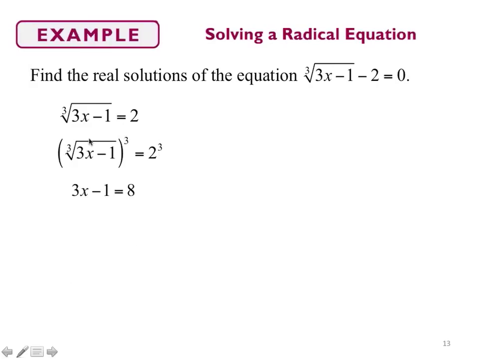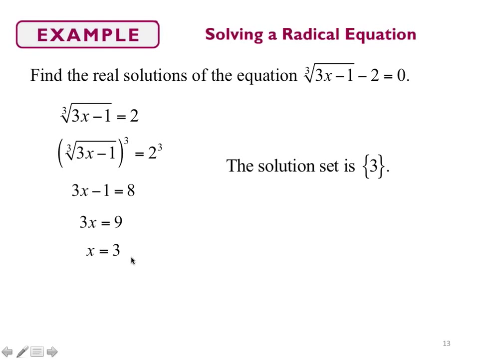So the cube root and the cube are just going to cancel, okay? And you're just left with 3x minus 1. And then 2 cubed is going to be 8. So then we add 1 to both sides. We get 3x equals 9. Divide by 3, we get x equals 3.